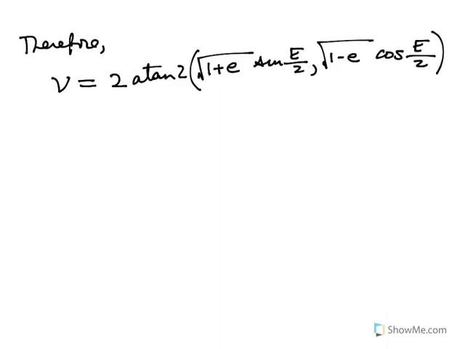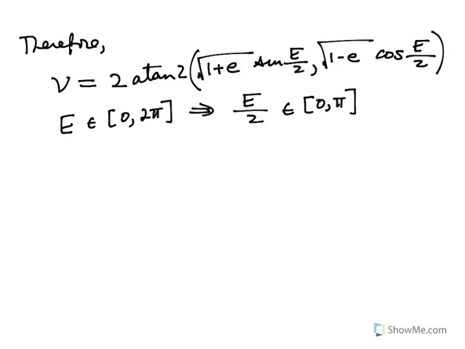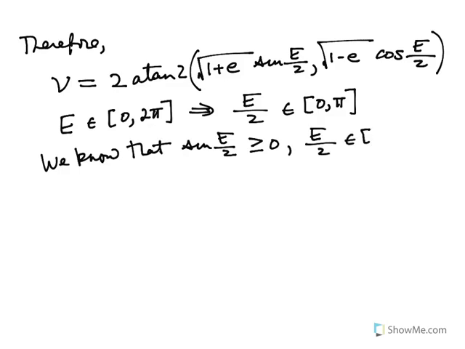Now let's observe a couple of things, which is that the eccentric anomaly is on the interval 0 to 2 pi. So if it's on the interval 0 to 2 pi, that implies that E over 2 is on the interval from 0 to pi. Well, if E over 2 is on the interval from 0 to pi, we know that sine of E over 2 is greater than or equal to 0, because we're in the first and second quadrants. So as a result, this calculation is always going to wind up giving us the right result.